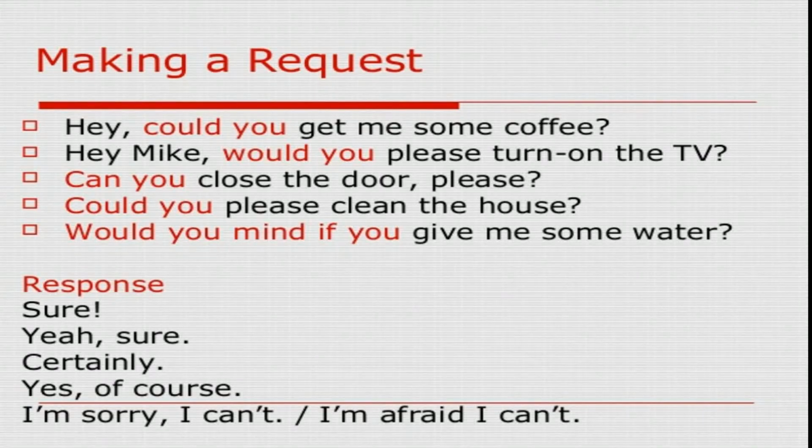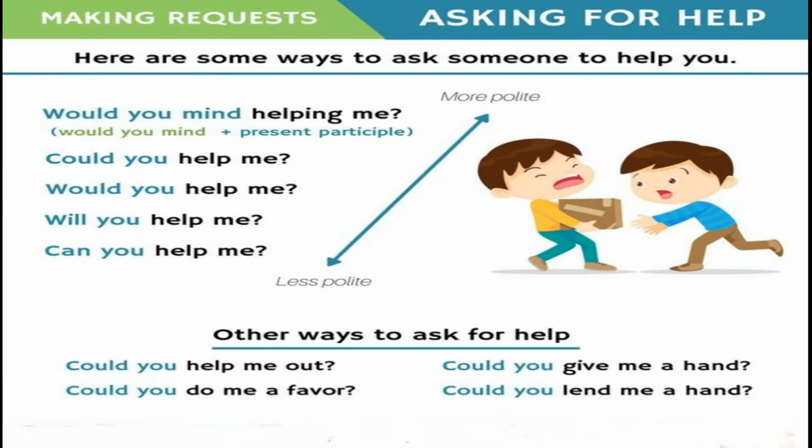This drawing shows the importance of being polite when making requests in English. Starting with would you mind as being the most polite expression, and then to a lesser extent we have could you, and then would you, will you, and at last can you as being the least polite expression.